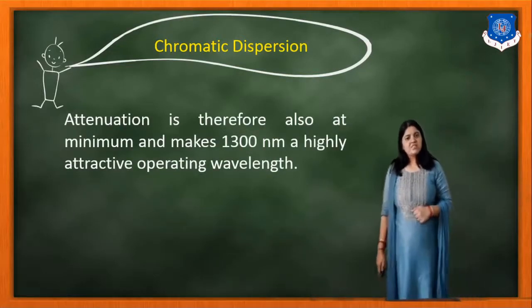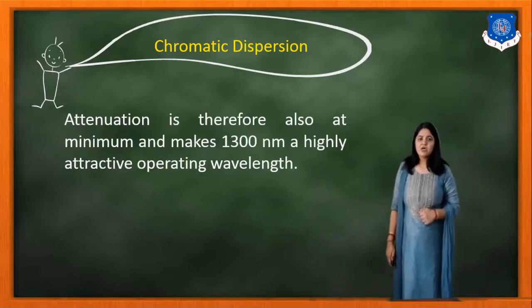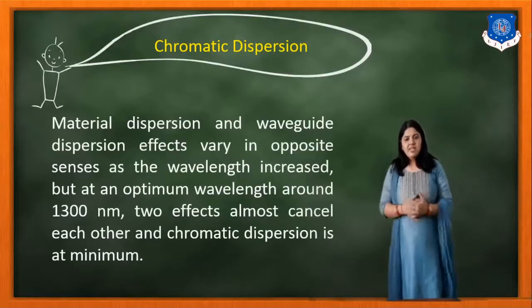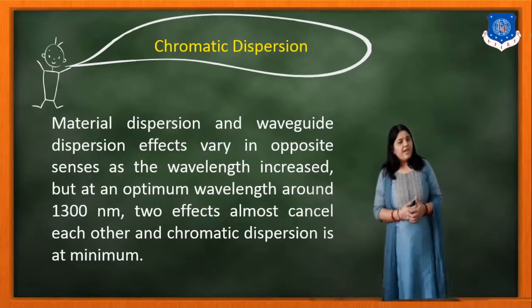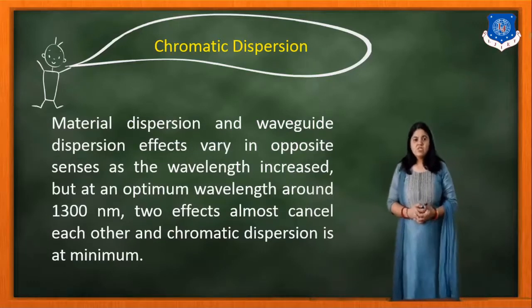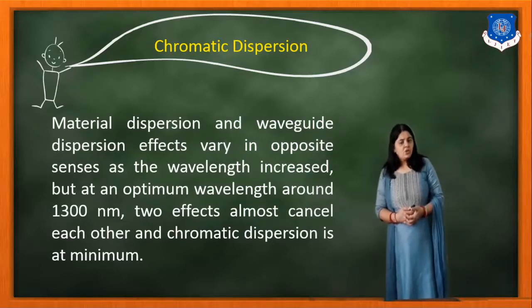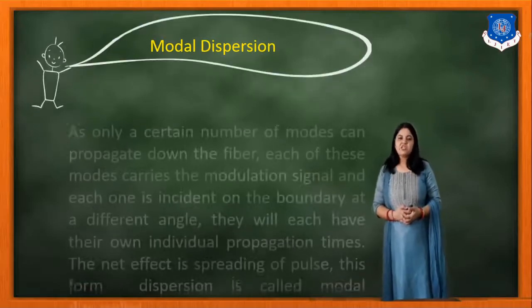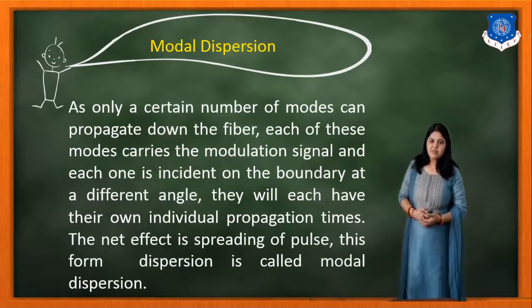So attenuation is therefore also at the minimum and makes 1300 nanometer a highly attractive operating wavelength. Material dispersion and waveguide dispersion vary in opposite senses as the wavelength increases. At the optimum wavelength around 1300 nanometer, the two effects almost cancel each other, and the chromatic dispersion is at the minimum. So, this is about the chromatic dispersion.